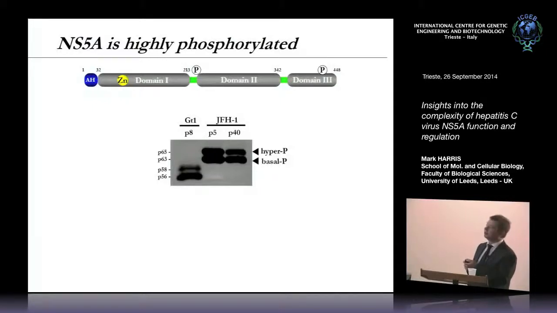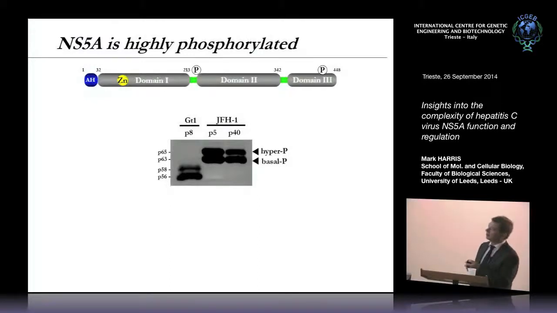Both of these are phosphorylated, because if you treat with phosphatase, you reduce these down to a smaller molecular weight band. JFH1 has a slightly bigger NS5A than some of the genotype 1 isolates. It has an insertion within domain 3, and so it runs slower on gels. But what you can see is that there are still two bands, hyper and basally phosphorylated.